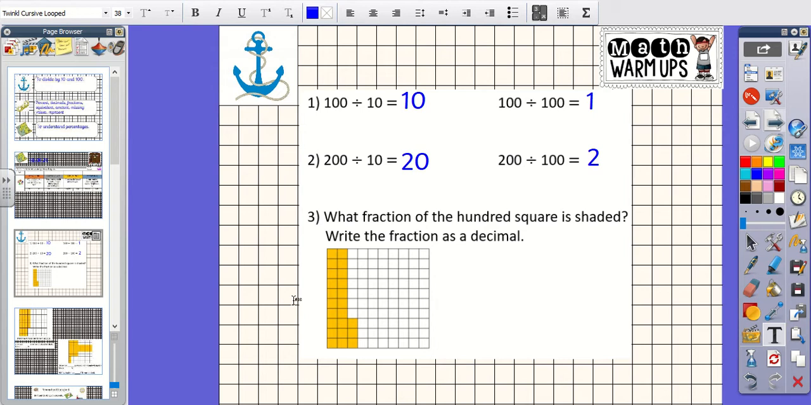What fraction of the 100 square is shaded? So I can see that this column here is worth 10, 20, 1, 2, 3. So we've got 23 over 100, so 23 hundredths. And then it's asking us to write the fraction as a decimal. So that's linking to our work that we did last week. So I can see that 100 has got two zeros, so I know that my decimal number needs to have two decimal places after the decimal point. So it's going to be 0.23. Two place values after the decimal point, two zeros, so that would be correct.